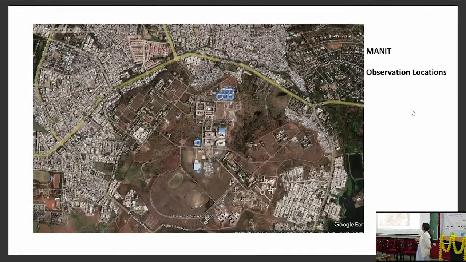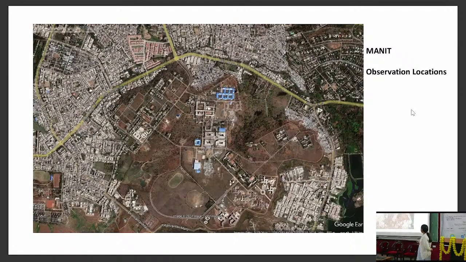Okay, so this is MANIT, our campus. We are here, in this courtyard, and we will start taking readings. These are the civil department, mechanical, and the 4 building areas. Mostly these are paved, so we will take one reading here, because this has a particular type of urban form which is devoid of major vegetation; it is all paved and has a particular height.